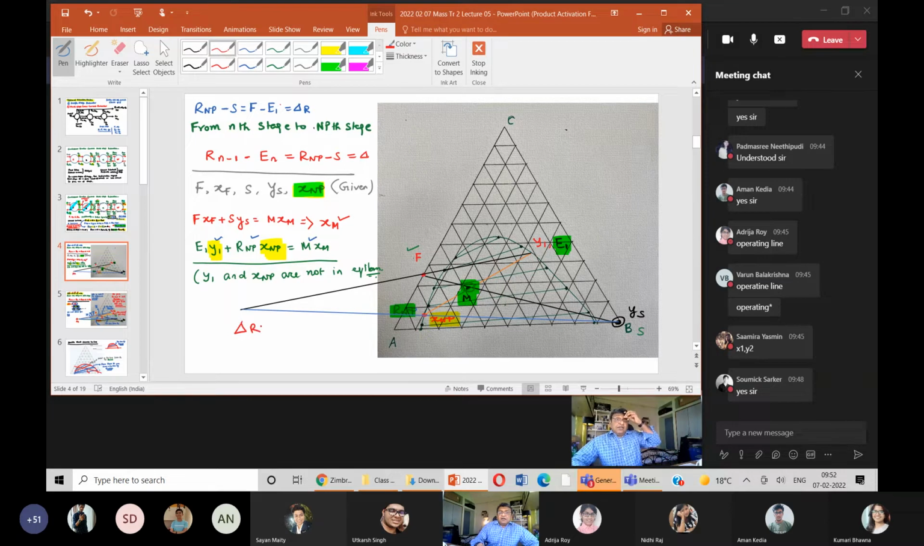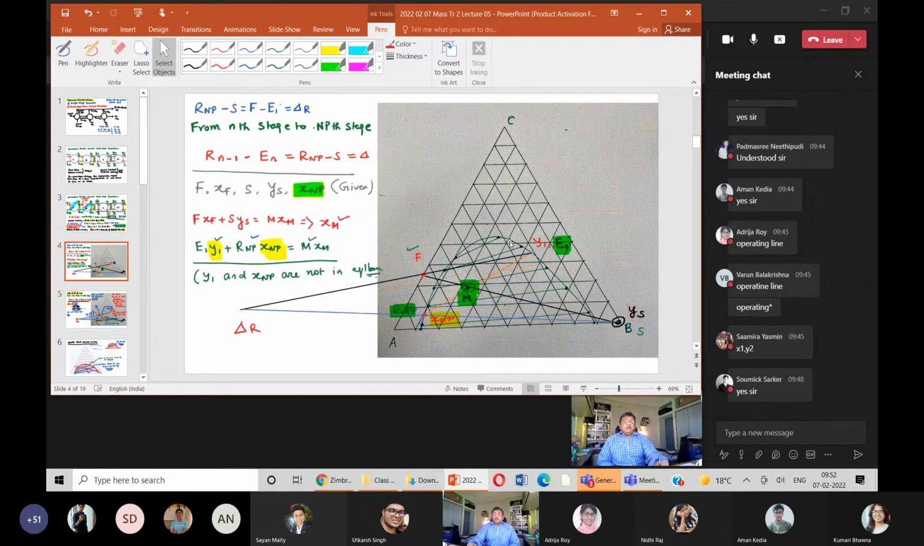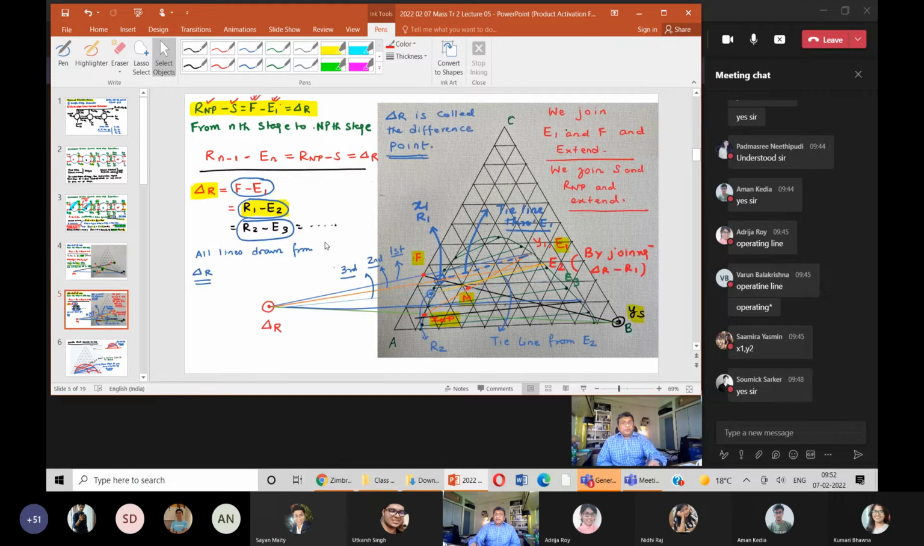So once we get the difference point, I have taught you 2 approaches. One approach is to solve the problem only using the triangular plot. After you have located the difference point, you locate a tie line passing through E1. The other end of the tie line will give you R1. Then join delta R and R1, extend it. That will give you E2 and so on, right?